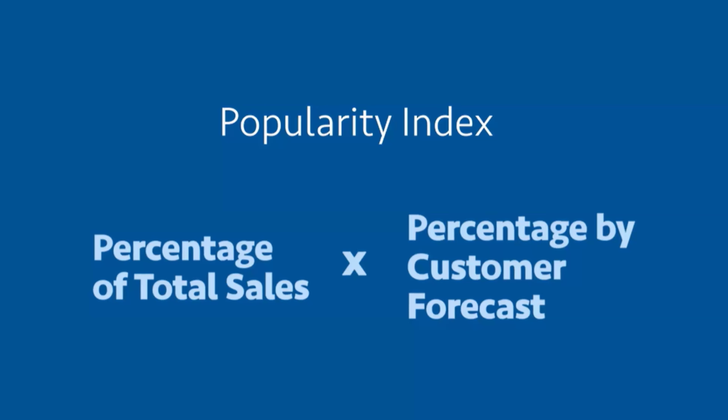So we talk about a thing called a popularity index, right? That would be the percentage of total sales by the percentage by the customer forecast, and I'll show you that in a second.